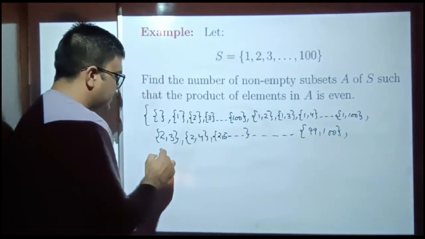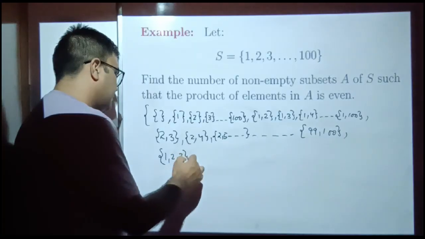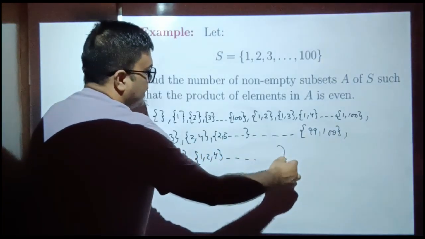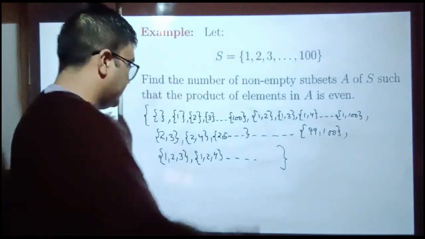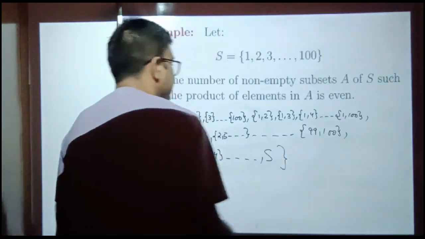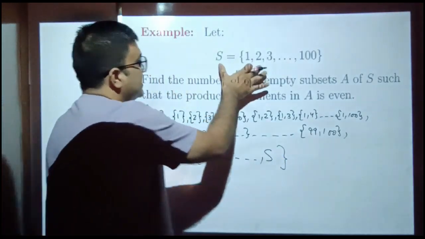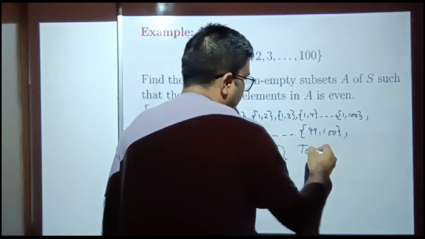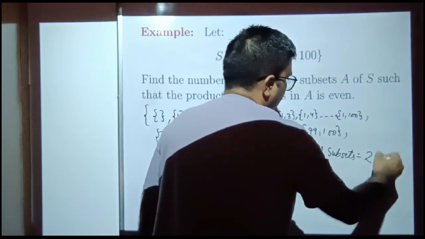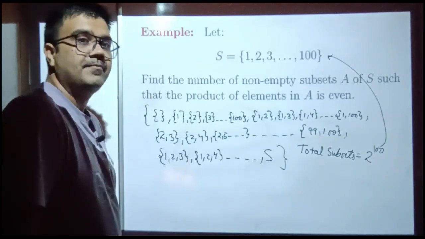Then we will have subsets with 3 elements: 1 2 3, next 1 2 4, and continuing like this. How many? We are not saying there are infinitely many. The last one will be the set S itself, which is also a subset of itself. So how many total subsets are there? The total number of subsets will be 2 raised to the power 100, because there are 100 elements in total.